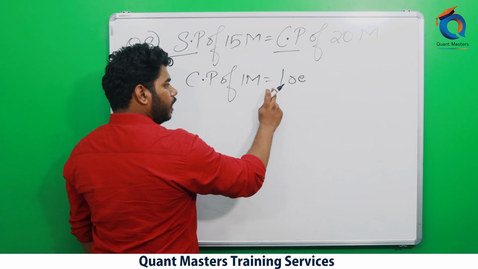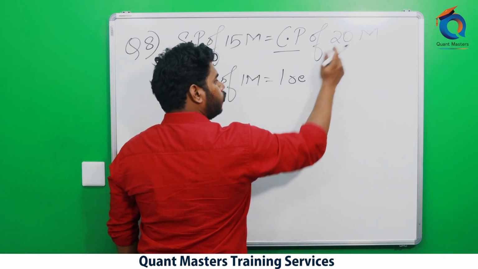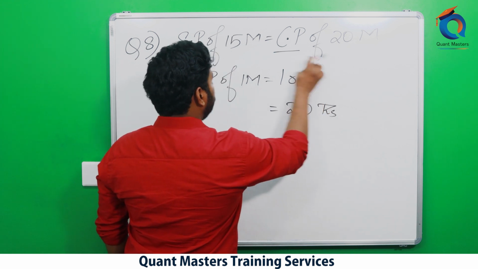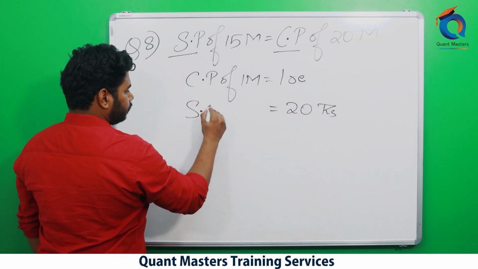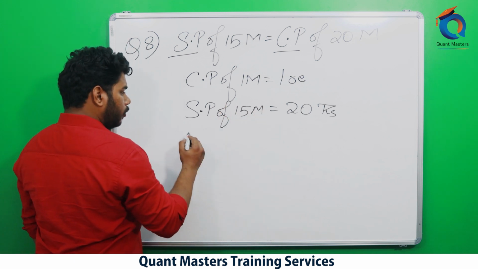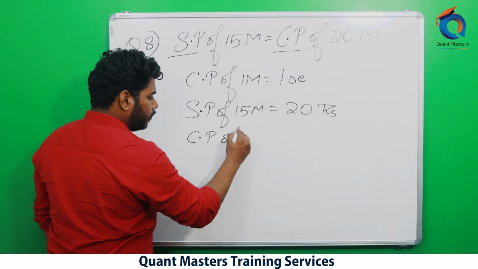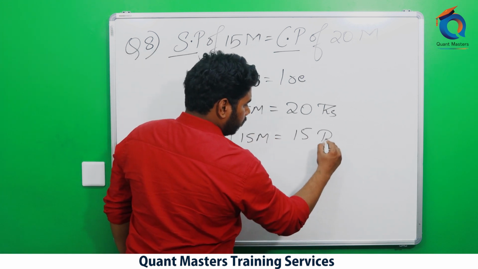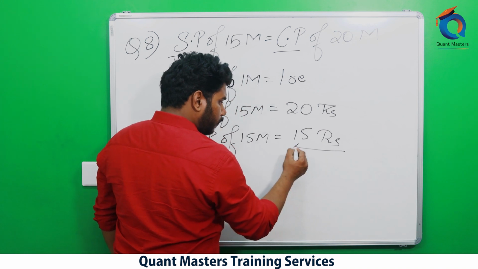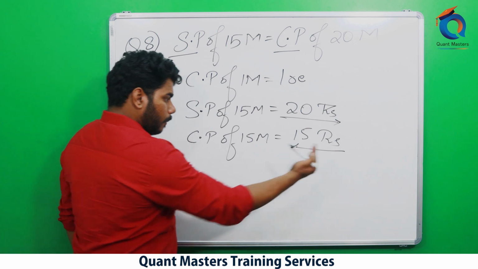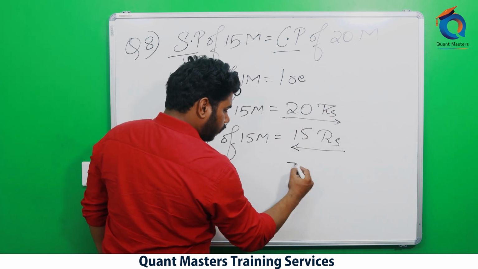If cost price of one mango is 1 rupee, cost price of 20 mangoes is how much? 20 rupees. And this 20 rupees is nothing but the selling price of 15 mangoes. So if I want to know my profit, I should know cost price of 15 mangoes. 1 mango 1 rupee, 15 mangoes 15 rupees. Yes people, you are buying at 15 rupees and you are selling at 20 rupees. Am I right?